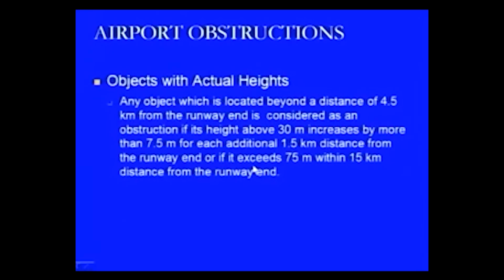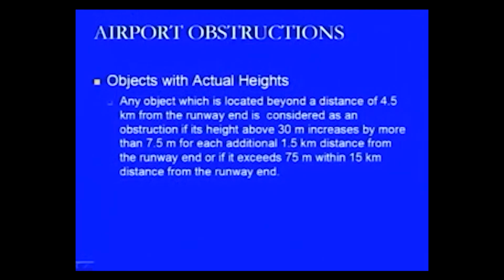Further, any object which is located beyond a distance of 4.5 kilometer from the runway end is considered as an obstruction if its height above 30 meters increases by more than 7.5 meters for each additional 1.5 kilometer distance from the runway. So, after 4.5 kilometers, for every 1.5 kilometer distance above this 30 meters, the value is plus 7.5 meters. So, this is how it will keep on increasing.